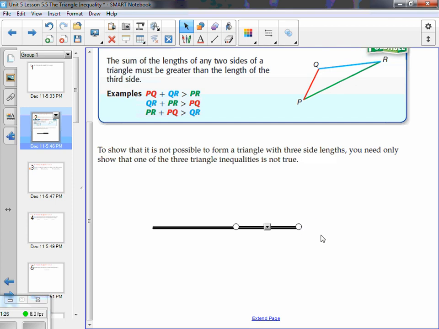Because if I shorten that one down so that the two sides are the same length as the third side, well, look what happens when I try to make a triangle out of it. Oops, it doesn't connect. Okay? So the sum of the lengths of any two sides must be greater than the length of the third side.